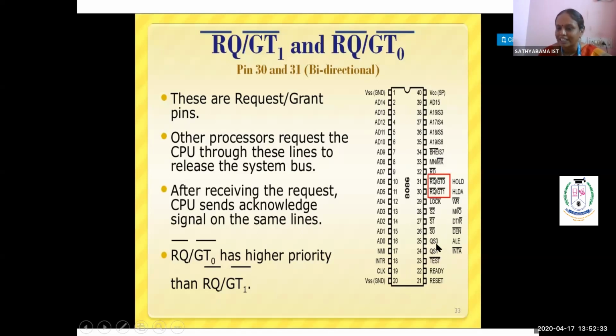QS0, QS1, that is for Q signals. S0 bar, S1 bar, S2 bar, status signals. LOCK bar, then RQ/GT1 bar, RQ/GT0 bar. So these 8 pins will serve the minimum mode operation, or these 8 pins will serve the maximum mode.